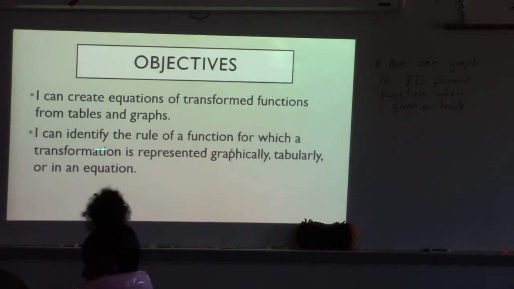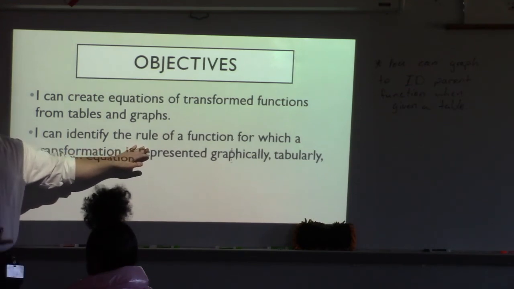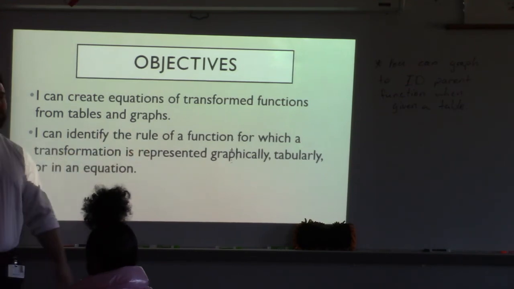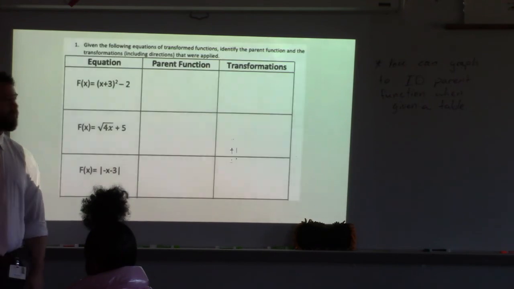We're trying to identify the rule of a function for which a transformation is represented graphically, tabularly, or as an equation, right? So if I give you a graph, a table, or an equation, you have to identify the parent function first, and then what do you have to identify in order to write the transformed equation? Got to identify the rules or the transformations. You can't write the equation until you identify the parent function and until you identify the transformations, and then you're just putting it all together.